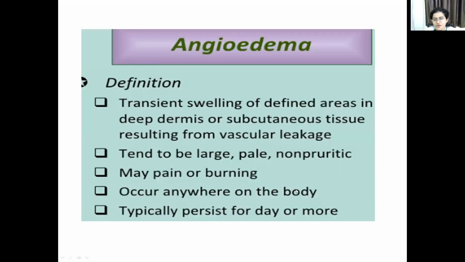So first, what is angioedema? Mostly angioedema is nothing but a transient swelling. Swelling of defined areas in the deep dermis or subcutaneous tissue resulting from vascular leakage, because of increased capillary permeability. So it tends to be large and pale and not pruritic. It will not be associated with itching. It occurs anywhere in the body and mostly persists for a day or more.